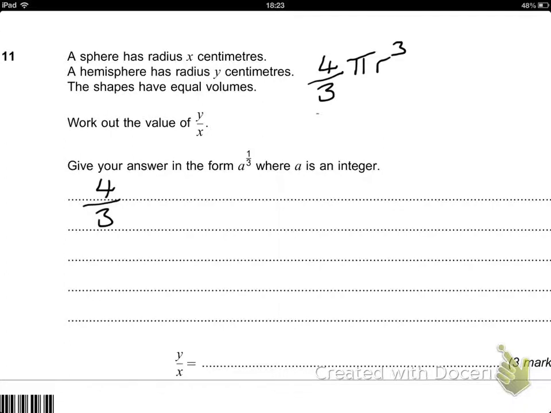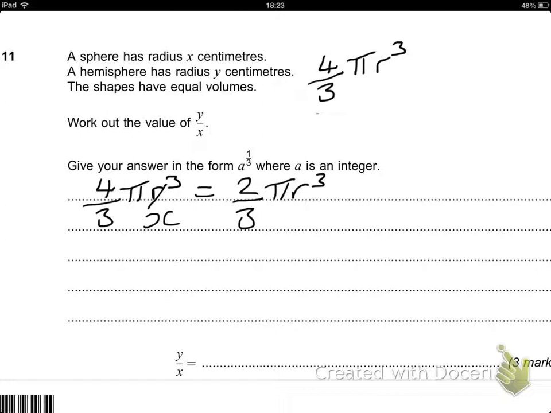So if you put the two shapes equal to each other, so if you've got 4/3 pi r cubed, which is the sphere, equal to the hemisphere, well, a hemisphere is half the size of a sphere. So if you halve 4/3 of pi r cubed, you get 2/3 pi r cubed. If you then read the question further, it tells you that the sphere has a radius of x, so that should have been an x instead of r.